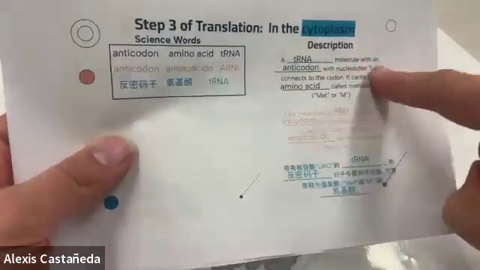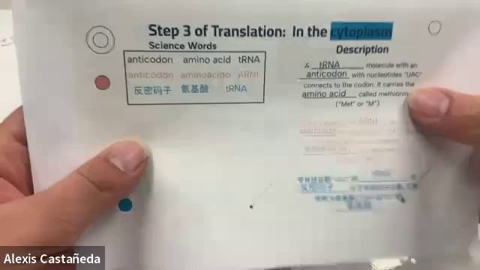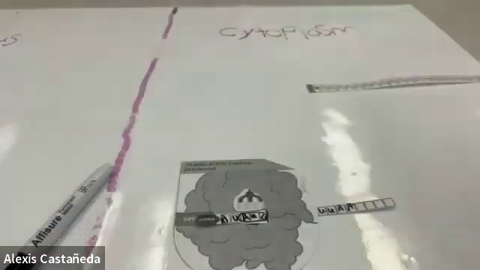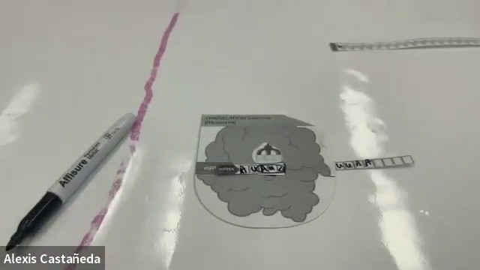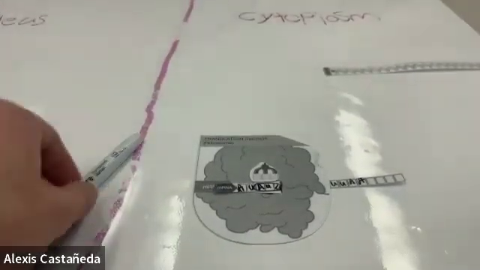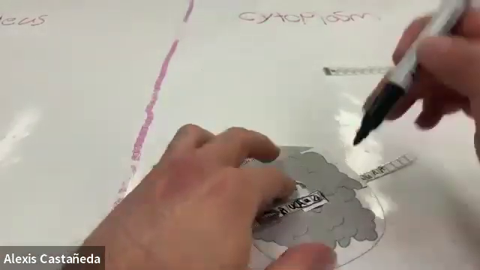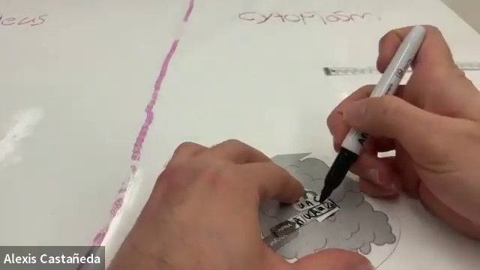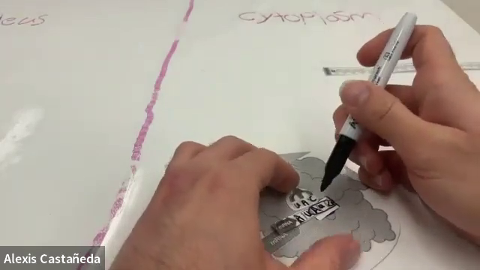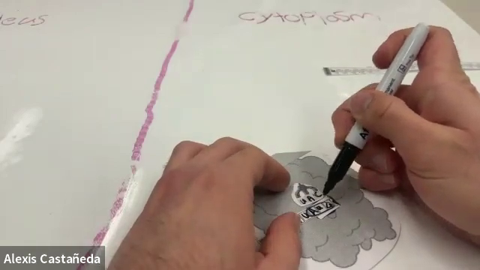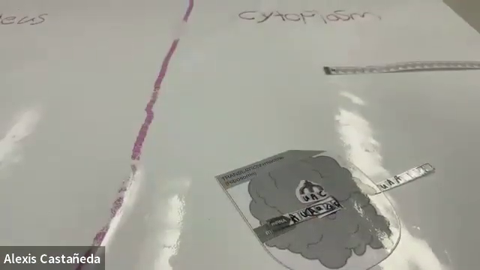And to do that, we have this here. You can find this here. So it says a tRNA molecule with an anticodon with nucleotides UAC connects to the codon. It carries the amino acid called methionine, MET, or M. So this actually just gave us the answer, right? It says that the nucleotides are UAC. So we're going to write here just UAC. Right? A goes with U, U goes with A, C goes with G. Great. And it's going to carry methionine.